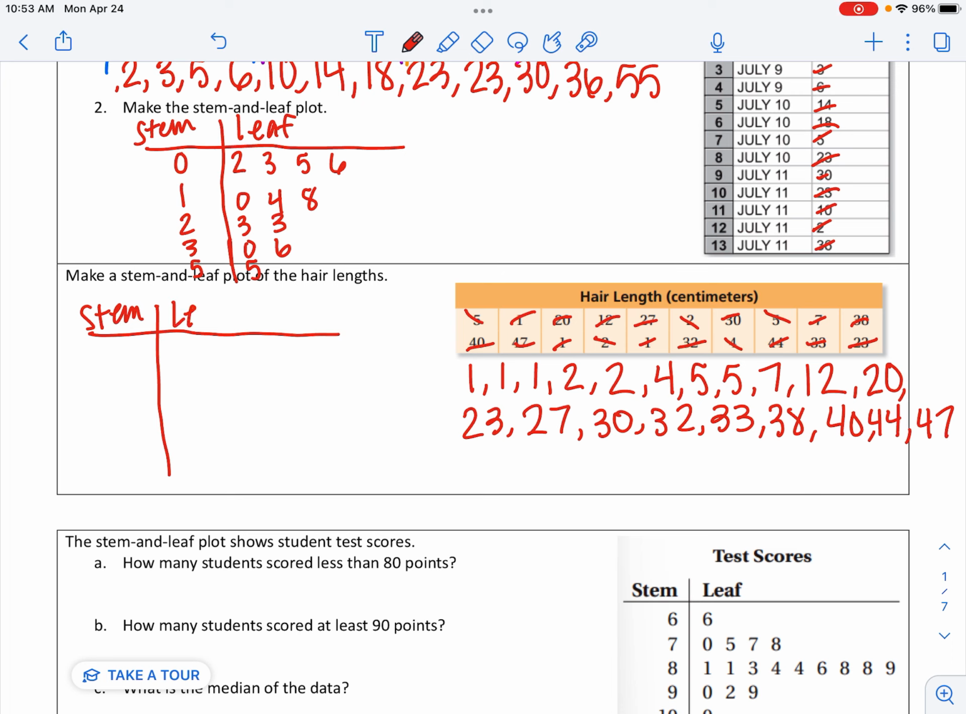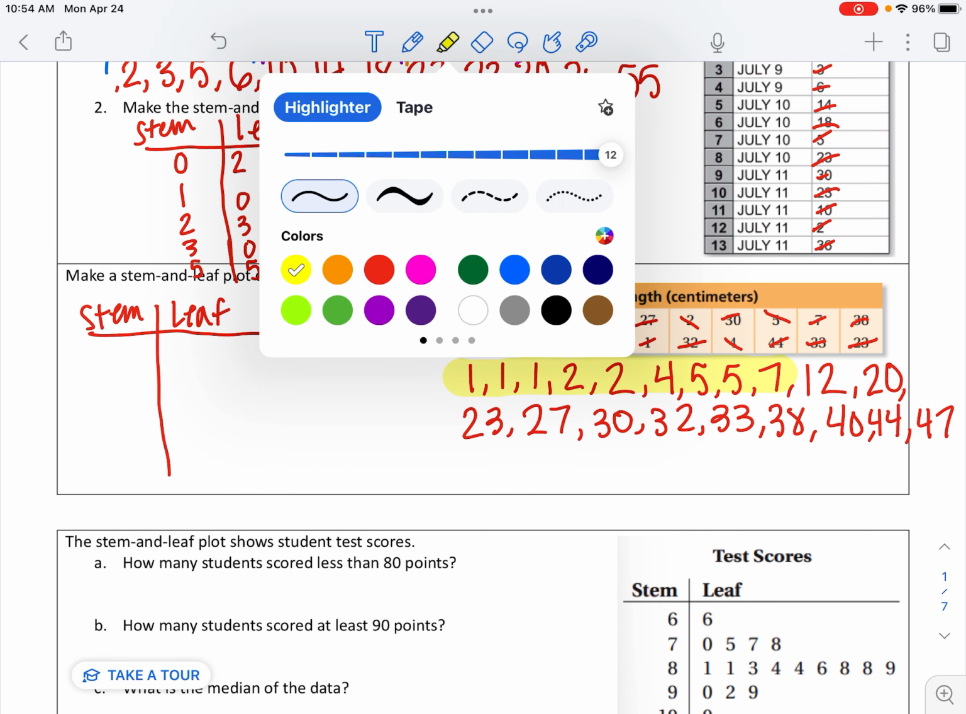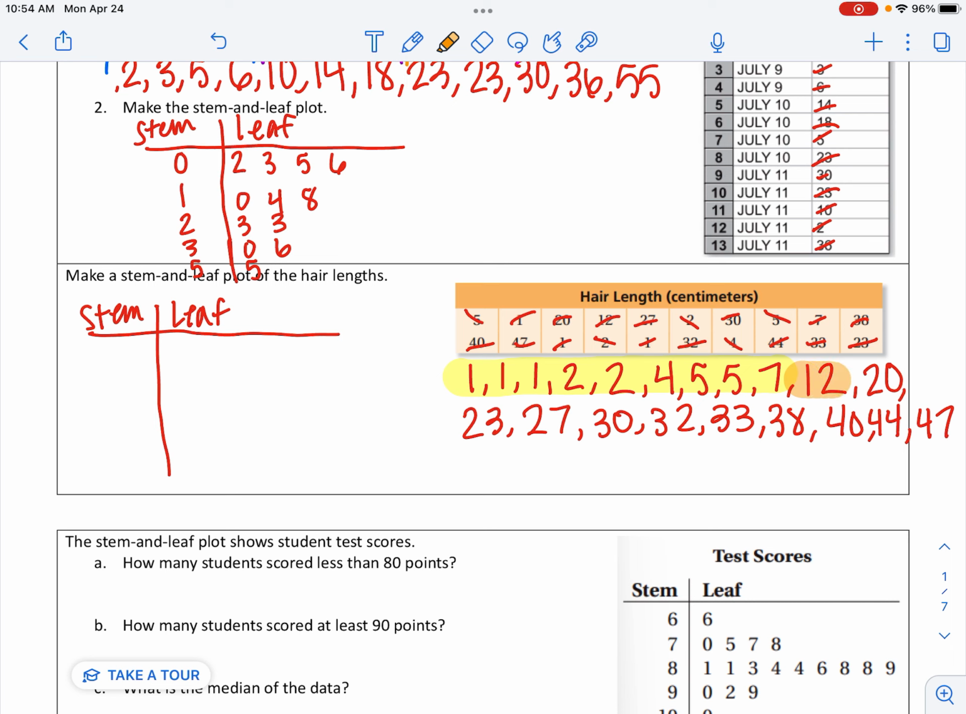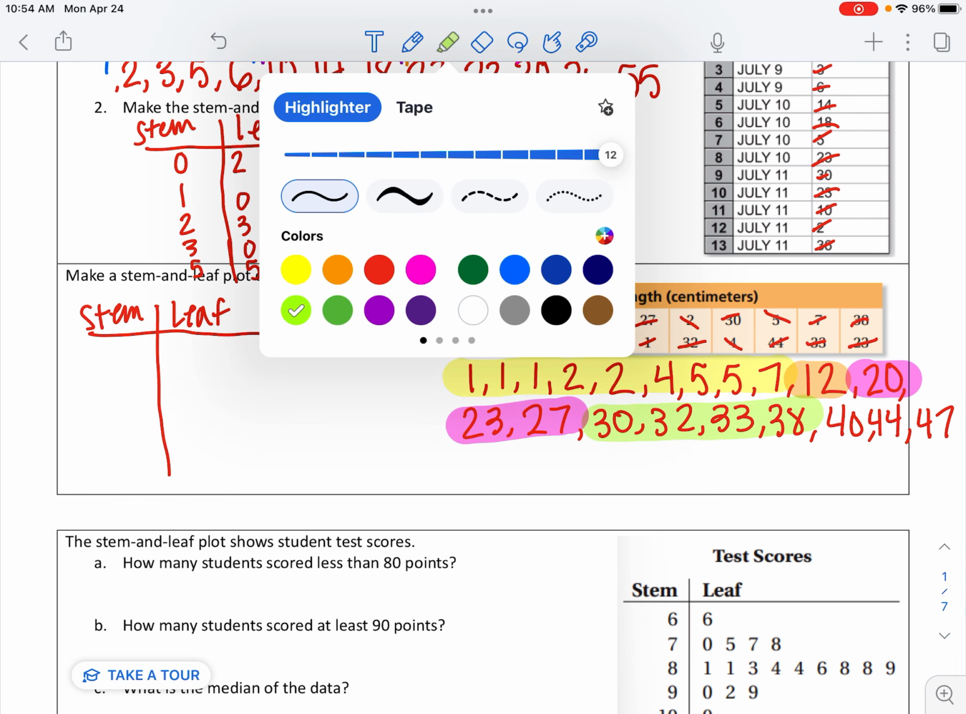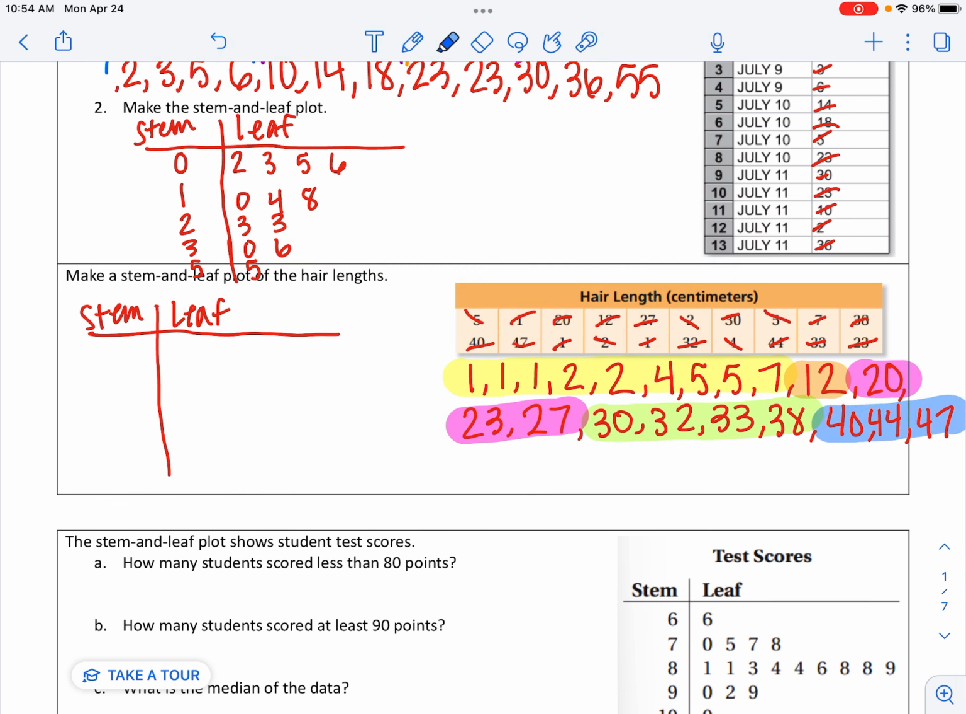Stem and a leaf. So right away, I can see all of these are going to go in my first row, because they're all 1 digits. And then we have this one that's in the 10s. And then we have all of the ones that are in our 20s. And then we have our 30s. And then we have our 40s. So you should organize them in some way so that you know where each of them are going to go.